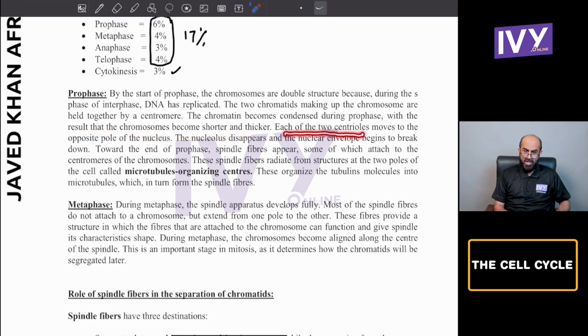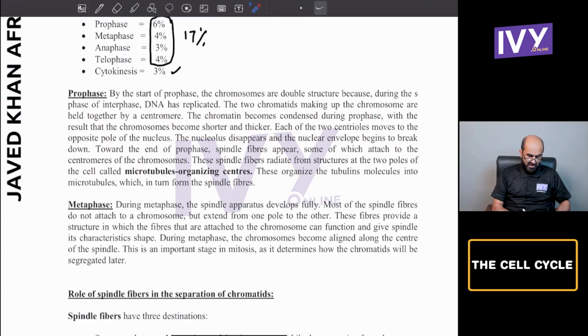Each of the two centrioles or centrosomes, you can say, moves to the opposite pole of the nucleus. The nucleolus disappears and the nuclear envelope begins to fragment and disappear. Toward the end of prophase, spindle fibers appear, some of which attach to the centromere of the chromosome. This is not actually the case all the time. Sometimes, in a few cases, some of the spindle fibers even reach the chromosome and become attached, but not all. So we say that the spindle is not completed, although some of the spindle fibers are attached to the chromosome, but a very small number. The majority of the spindle fibers have not reached the chromosome.